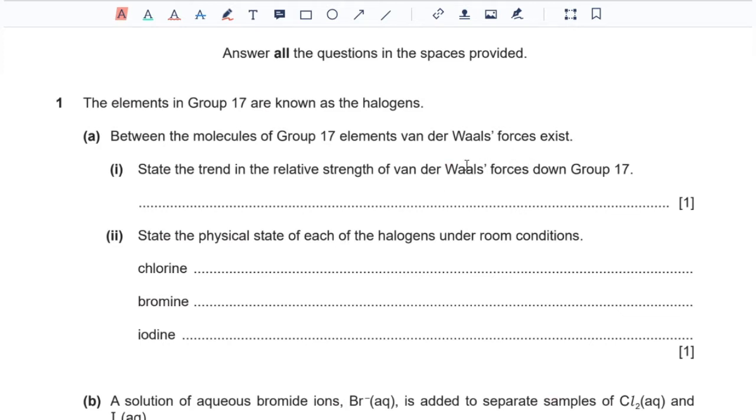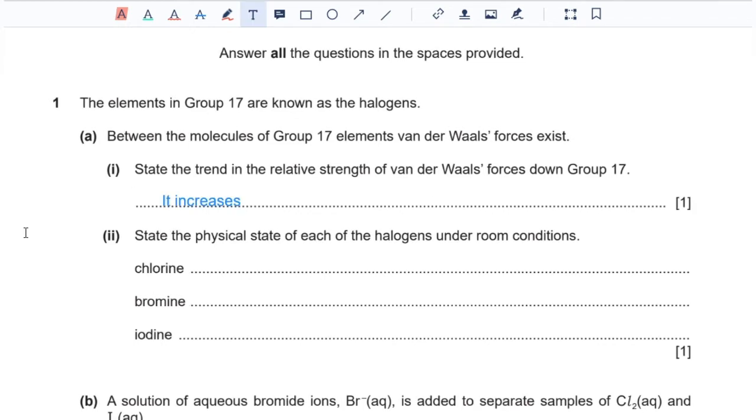So these are the forces that exist between the molecules that hold them together and give them their physical state, and they occur due to the electron cloud of an atom of an element. And going down group 17, or any group for that matter, the number of electrons increases, which means the strength of van der Waals forces is going to increase.